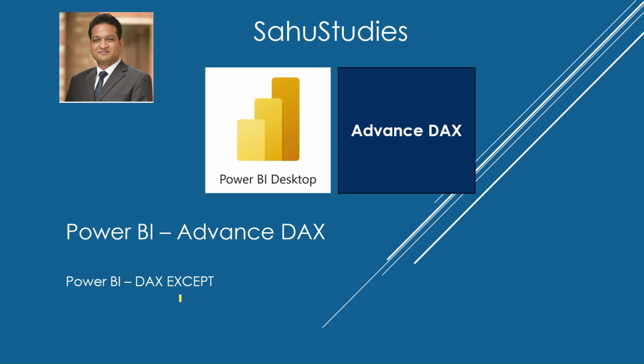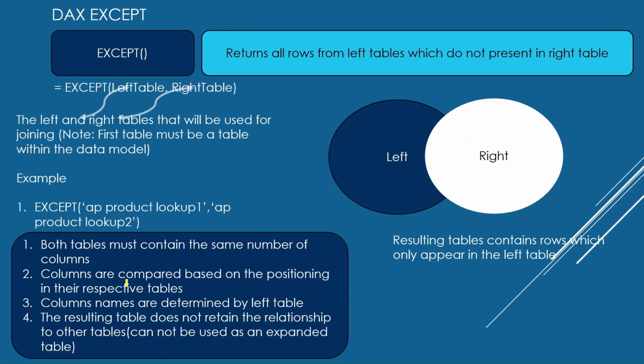In this video, we are going to discuss the EXCEPT function in Power BI. So what is the EXCEPT function? Why do we generally use it? The EXCEPT function returns all the rows from the left table which are not present in the right table.